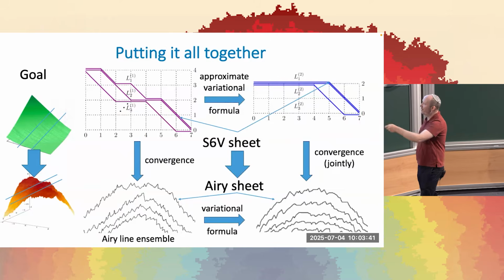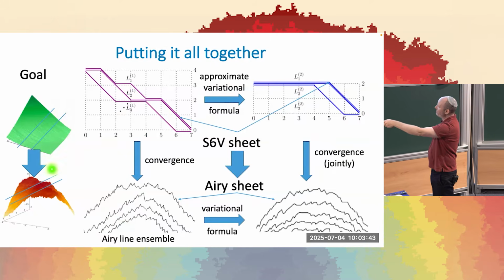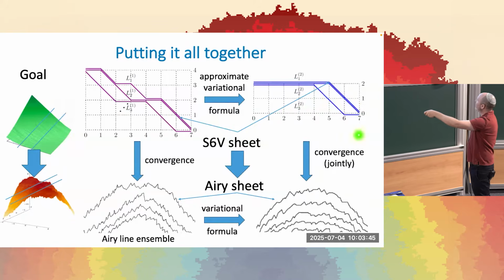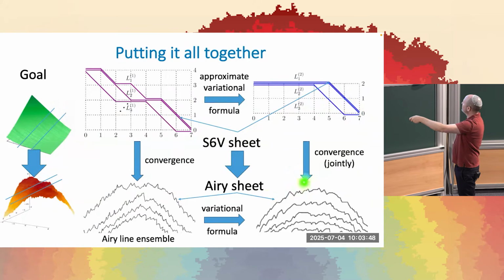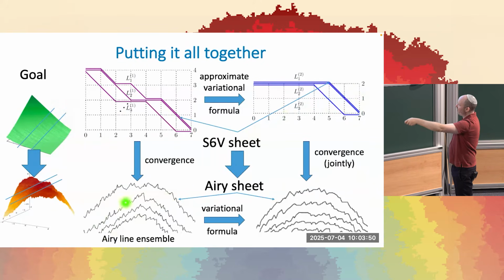And of course, if you want to look now at multiple slices, 3 slices, 4 slices, you iterate this process. You get a representation that keeps bringing you back to variational problems in this Airy line ensemble.